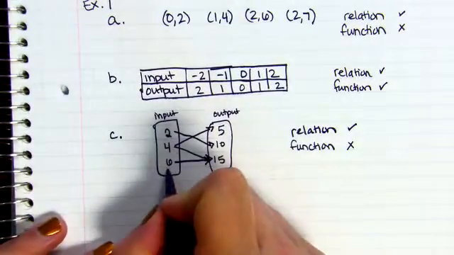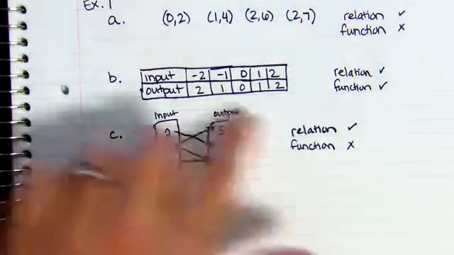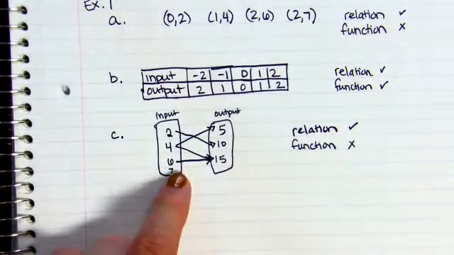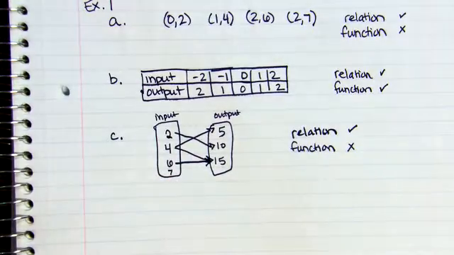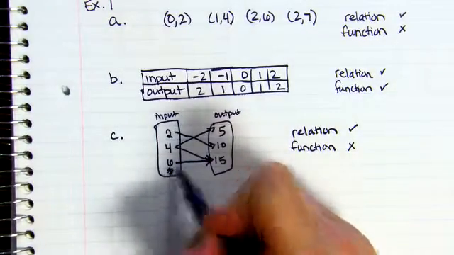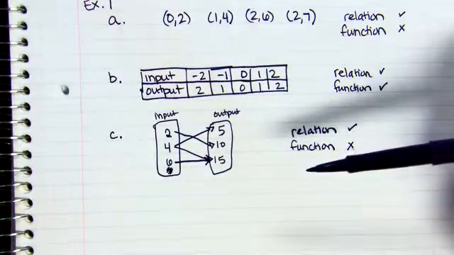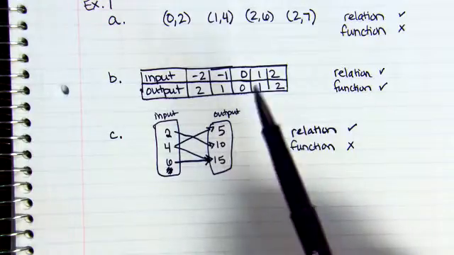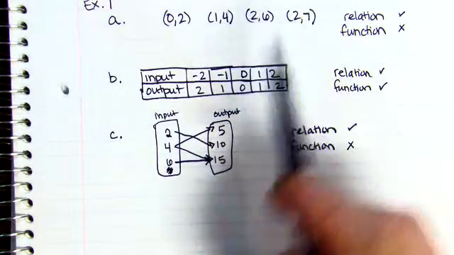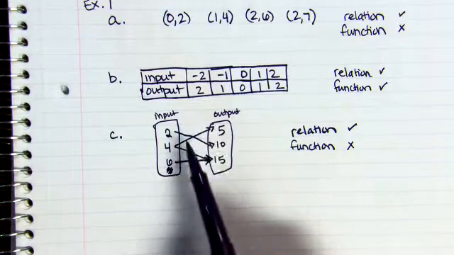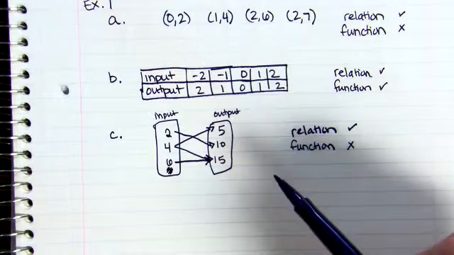Just real quick, if I added a 7 right there, and that 7 didn't go anywhere, this would no longer be a relation because 7 doesn't have a buddy over here. So that's what it would look like if it's not a relation. But for all of these, every input had an output. However, they didn't all have only one output. Remember, up here 2 went to 6 or 7. Down here 4 went to 5 and 15. So both of those were not functions.